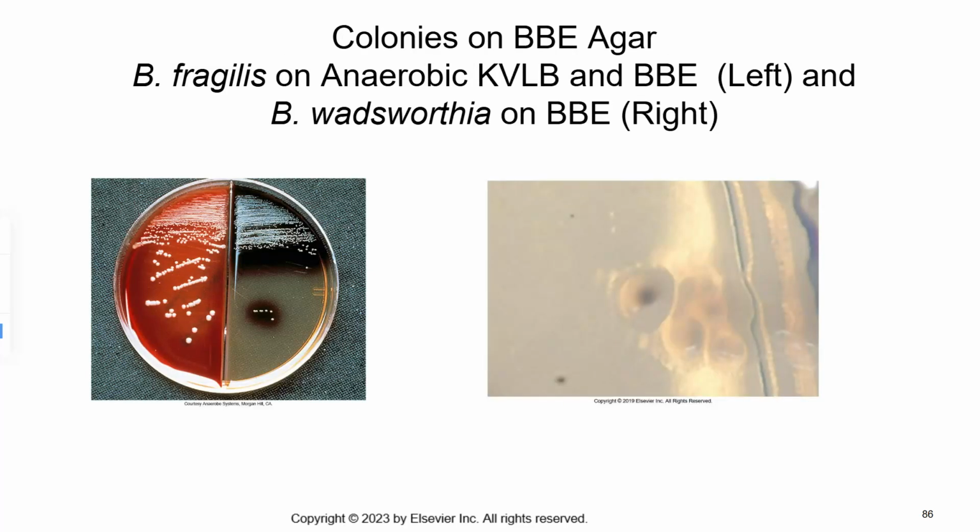So B. fragilis on anaerobic KVLB and BBE agar, and B. wadsworthia on BBE agar. So if you look at it and you can see this black halo around the growth, then you know it's likely to be Bacteroides fragilis.